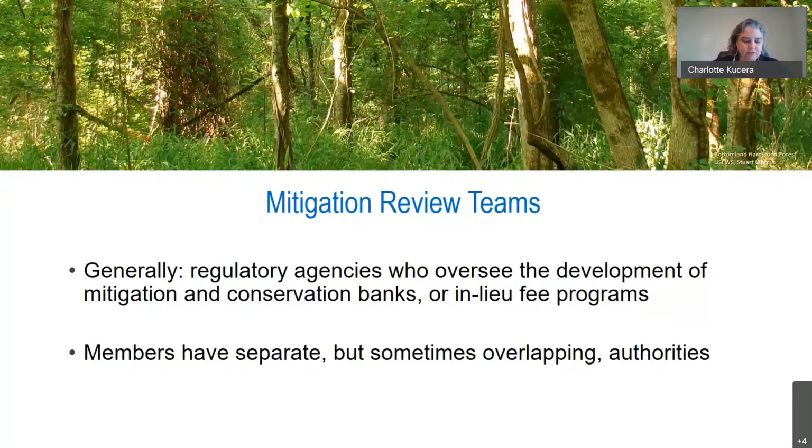So we're going to talk about roles in a moment, but keep in mind that project proponents, that is individuals or entities that are looking for a permit, applicants also looking for a permit, and bank sponsors are not typically members of a mitigation review team.